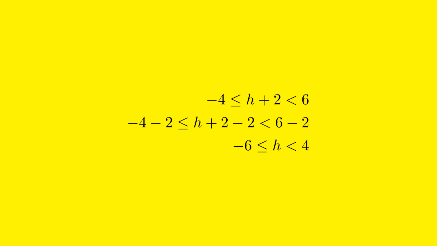Let's show this step by step. First part, -4 minus 2 gives us -6. Second part, h plus 2 minus 2 gives us h. Third part, 6 minus 2 gives us 4. We now have -6 is less than or equal to h less than 4. This completes step 1, where we isolated the variable h. The new inequality is -6 is less than or equal to h less than 4.